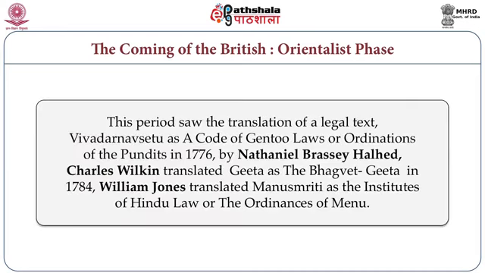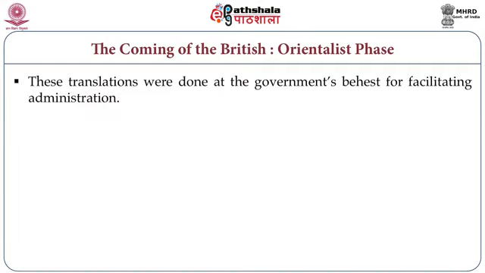The period saw the translation of a legal text, the Vivadarnava Setu, as a Code of Gentoo Laws or Ordinations of the Pandits in 1776 by Nathaniel Halhead; Charles Wilkins' translation of the Gita as the Bhagavad Gita in 1784. William Jones translated Manusmriti as the Institutes of Hindu Law or the Ordinances of Manu. These translations were done at the government's behest for facilitating administration.